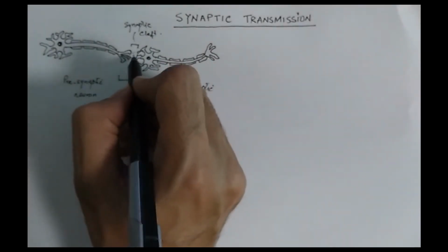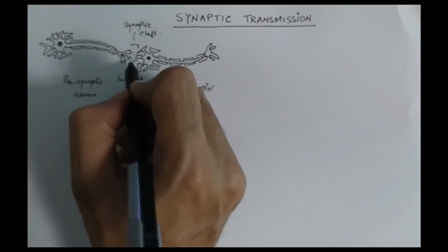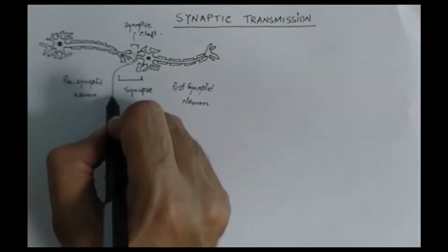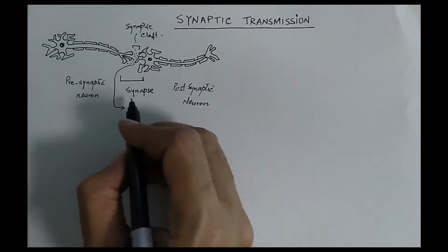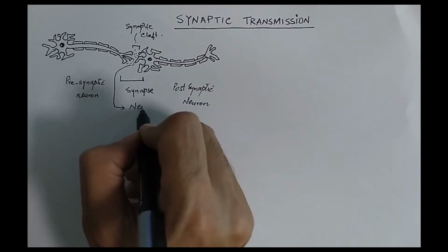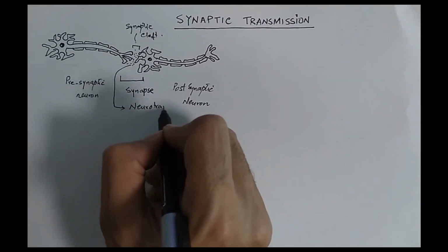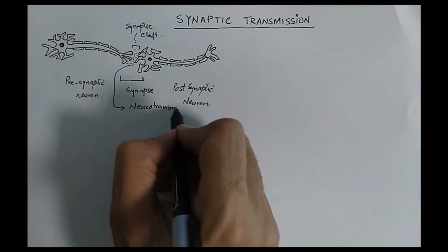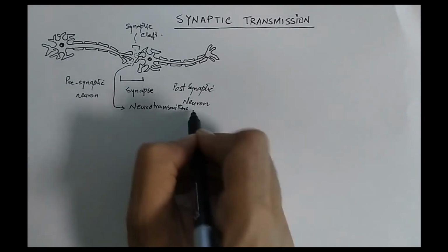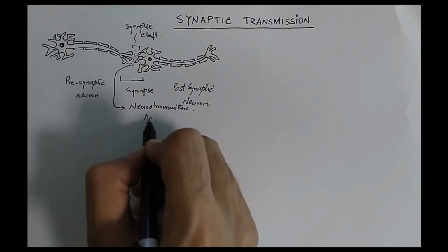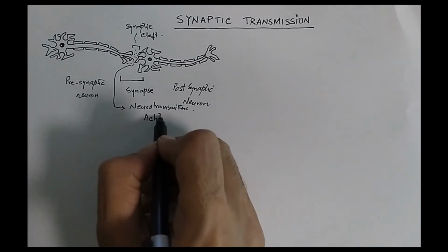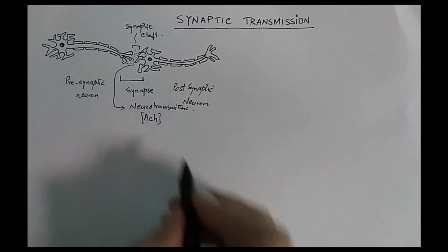And all the communication between these two neurons will happen chemically, and these chemicals are known as neurotransmitters. Like acetylcholine, which is the most commonly known neurotransmitter.